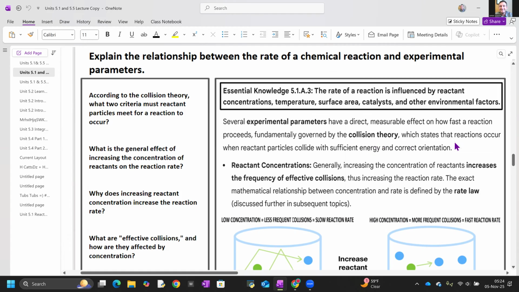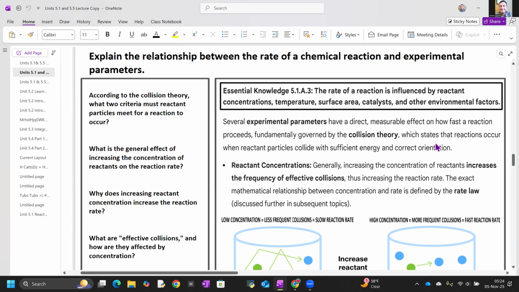And the collision theory states that reactions occur when reactant particles collide. So in order for a reaction to occur, reactant particles must collide. But that's only part of the story, because when they collide, they have to also collide with a sufficient amount of energy and the correct orientation in order for those collisions to be effective, meaning that they're going to then produce a product. And so most of the collisions that occur do not meet this criteria. And so we're going to take a look at that as we go.